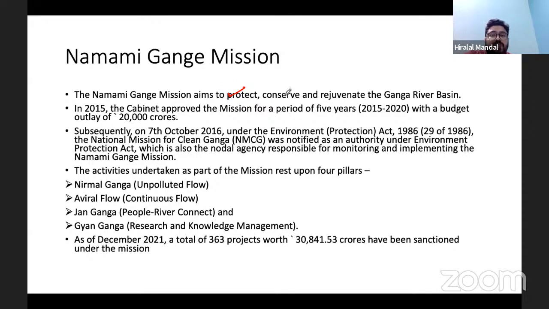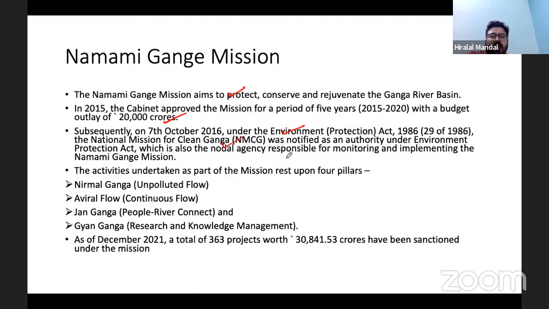So it is a basin approach. It is not only about the Ganga River water, but also about the river basin. In the sense, it is targeting the tributaries of the Ganga River as well. Initially, the outlay was 20,000 crore rupees, and it has been brought under the Environment Protection Act 1986.